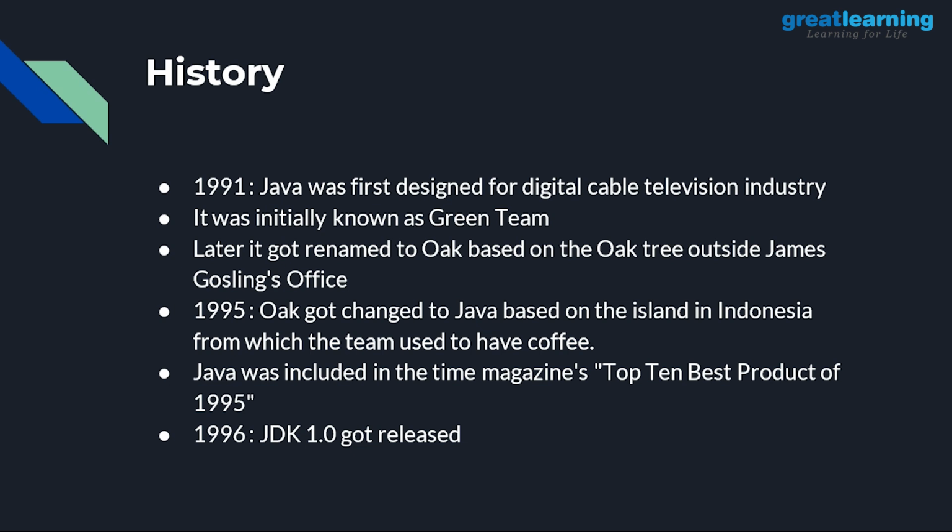Java was also included in Time magazine for the top 10 best products of 1995. In 1996, JDK 1.0 got released. What do you mean by JDK? It's a Java Development Kit. We will cover this later in this course, but in 1996, we got JDK 1.0.